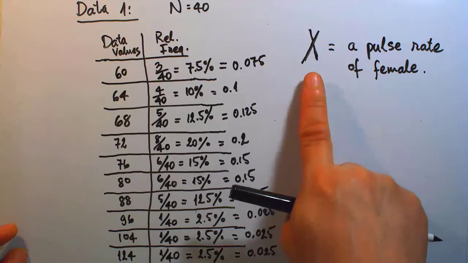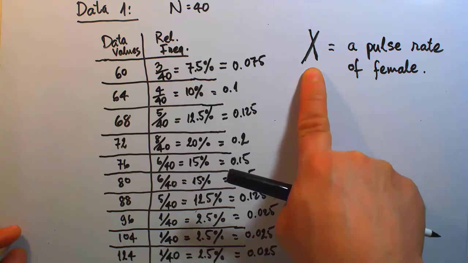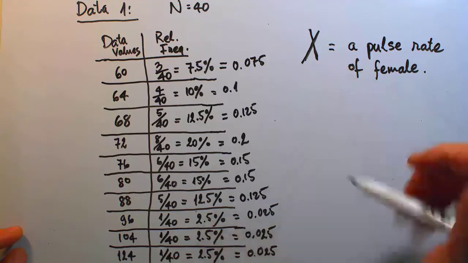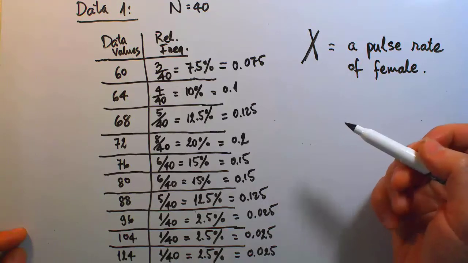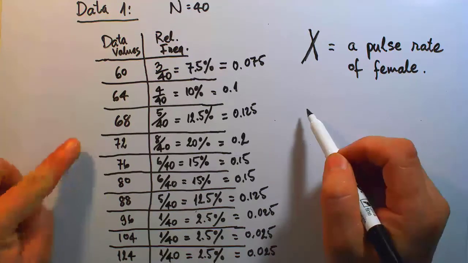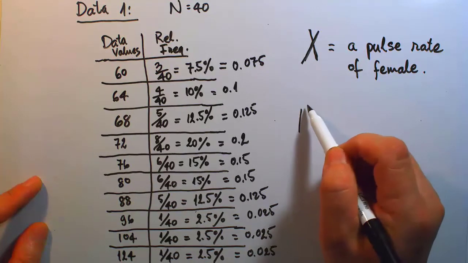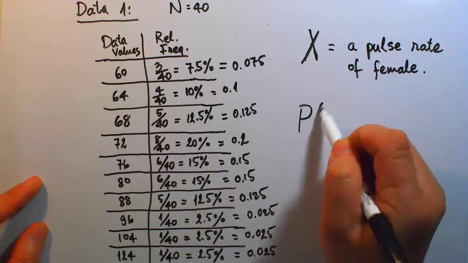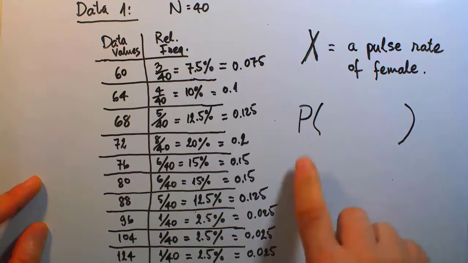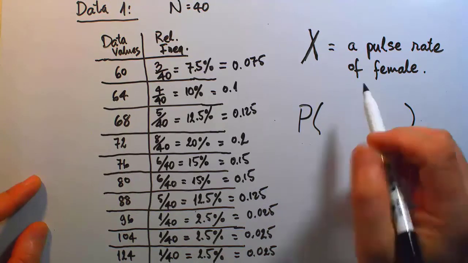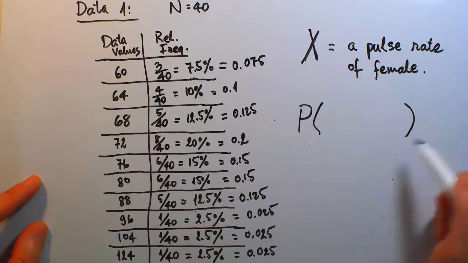So once we have named our variable capital X to represent the pulse rate of female right here, then we've learned in probability that now we can start bringing up this question. It's all for convenience of use. Once we name the variable, then I can ask this question: P in parentheses. And once I finish writing it down, let's make a connection with what we've learned earlier, prior to this video. This means find the probability.